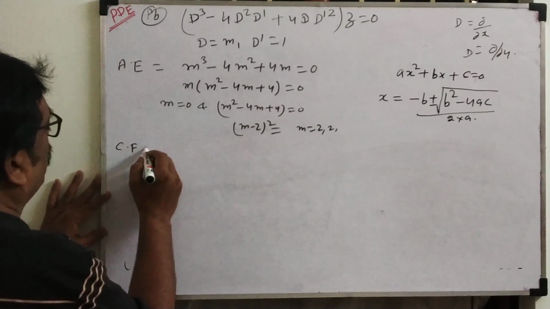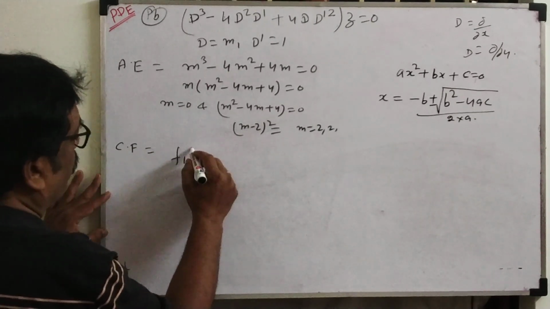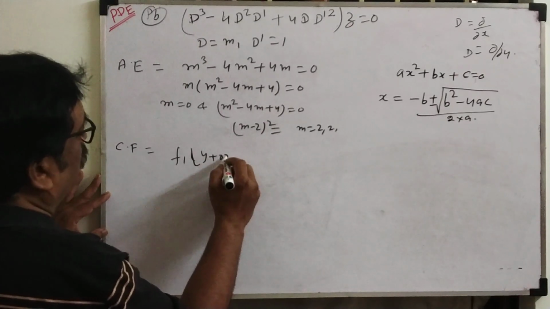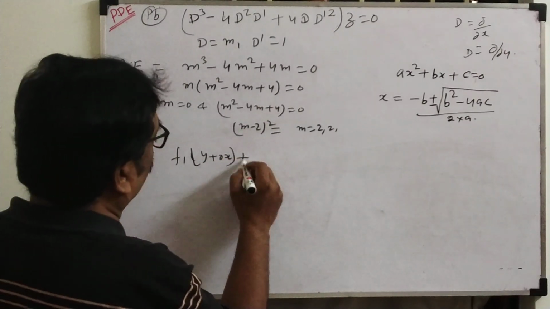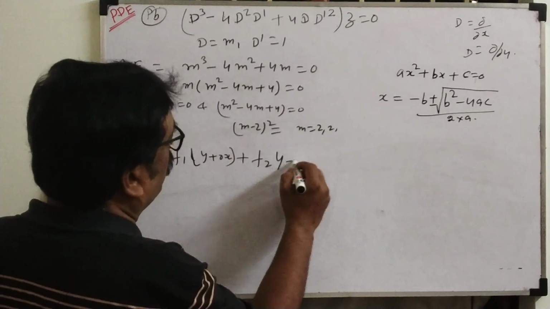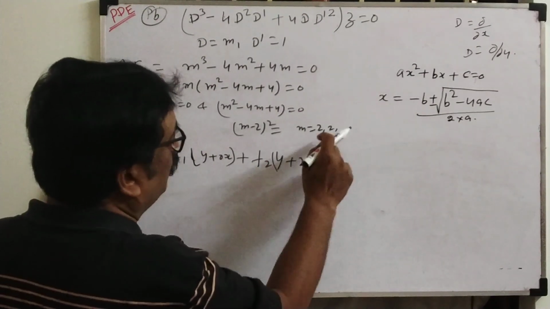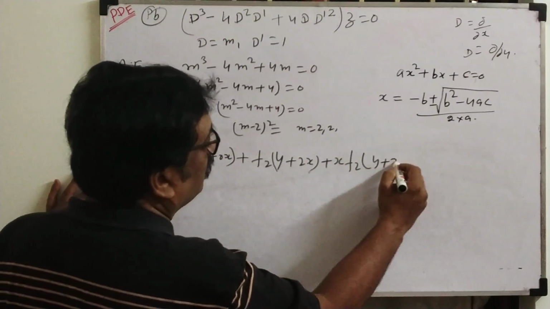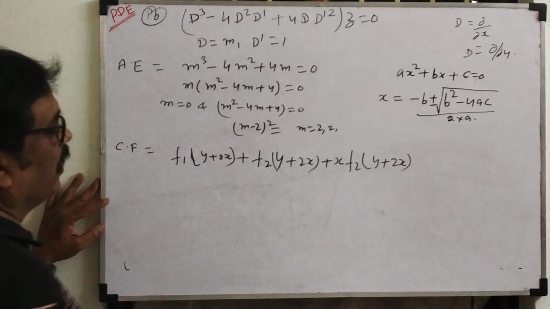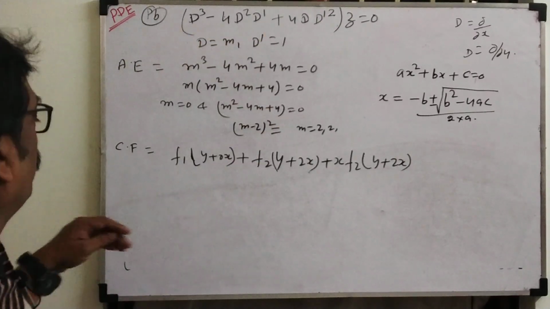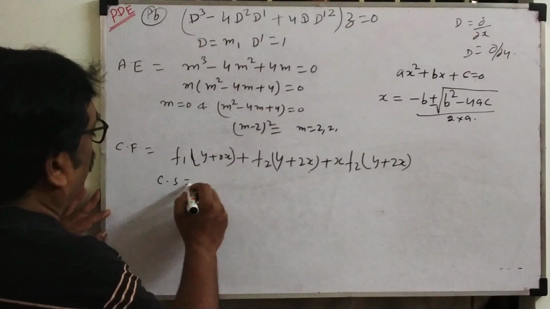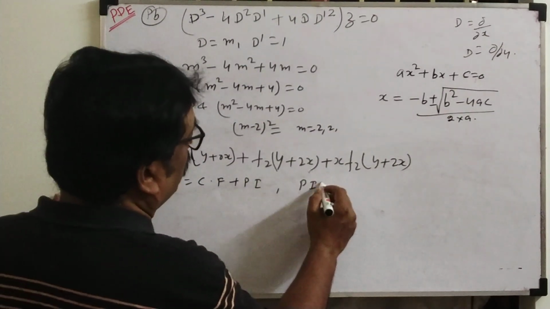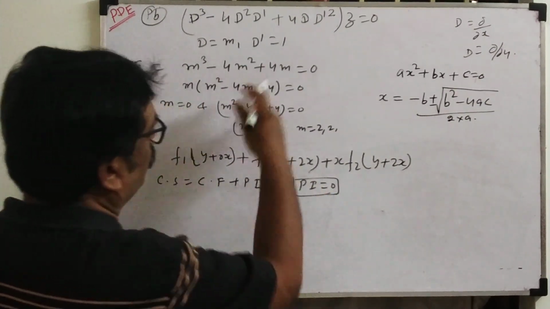So what is the CF here? F1 of y plus 0x, you can write just y also, plus f2 of y plus 2x, but two roots are equal here. So what will we write? x f2 of y plus 2x. So this is the complementary function for this particular problem. If they ask for the complete solution, it is CF plus PI. Here PI will be 0 because there is no right-hand term.